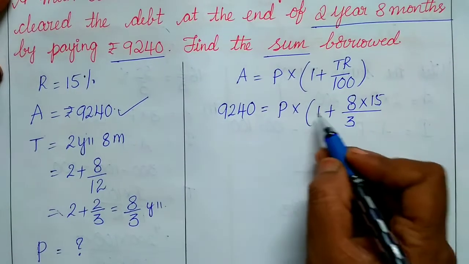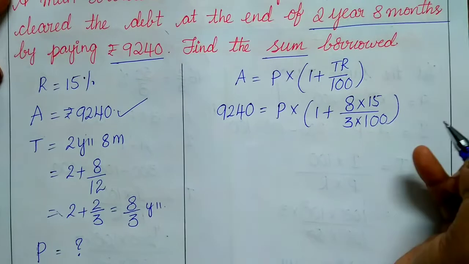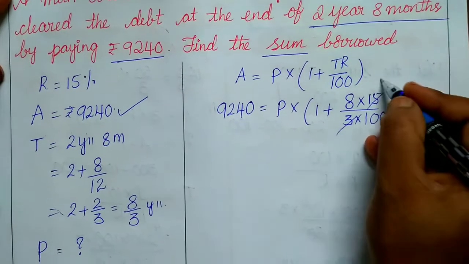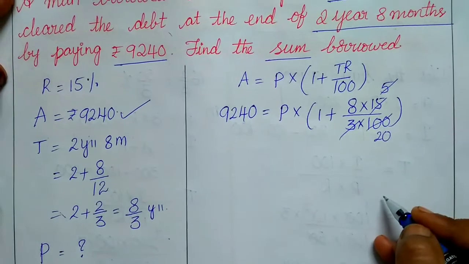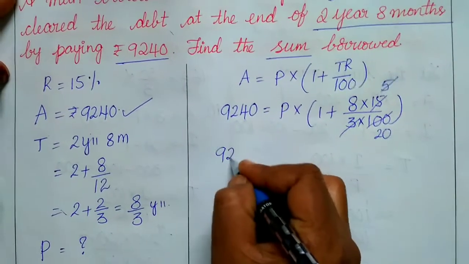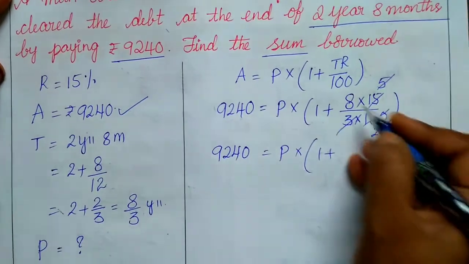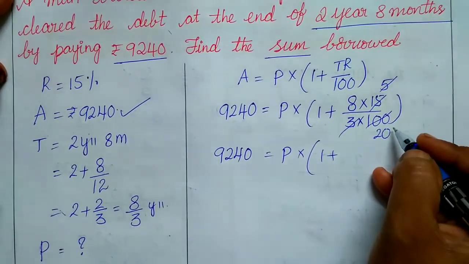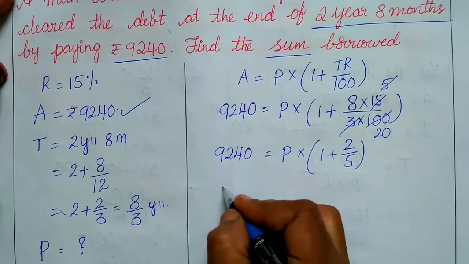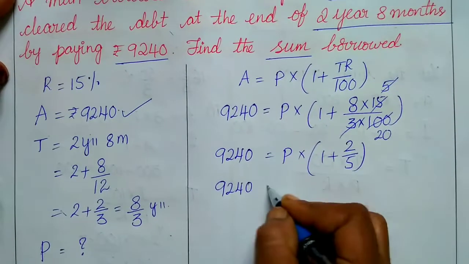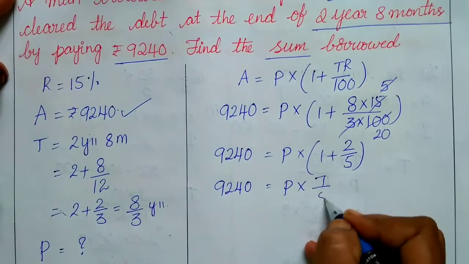So P into (1 plus TR by 100), with 100 in the denominator. How to do the cancellation? 3 fives are 15, 5 twenties are 100. So 9,240 is equal to P into (1 plus 8 by 20). We can cancel by 4: 4 twos are 8 and 4 fives are 20. Now 9,240 is equal to P into (5 plus 2) by 5, which is 7 by 5.